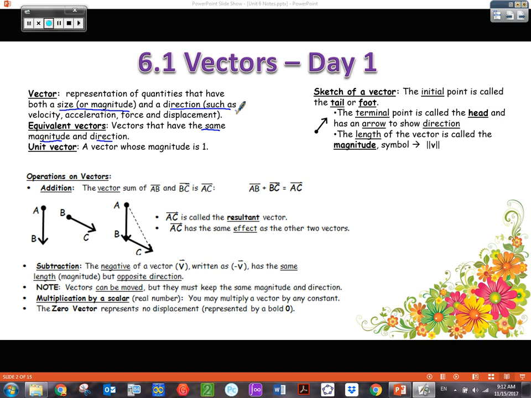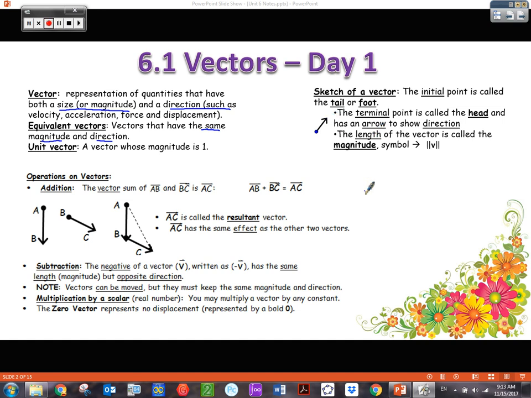So sketching, we're going to sketch vectors today. We need to talk about the parts of the vector. So the beginning of the vector, the initial point, is called the tail or the foot. Okay, that's the beginning of the vector. The end of the vector, the terminal point, is called the head, and it has an arrow.